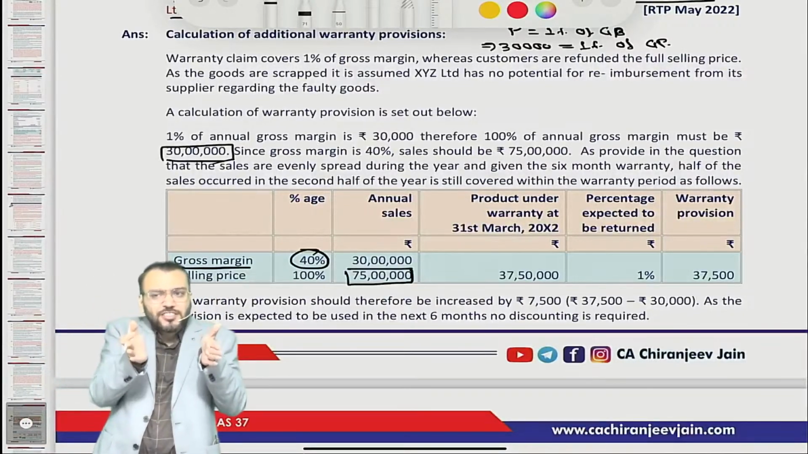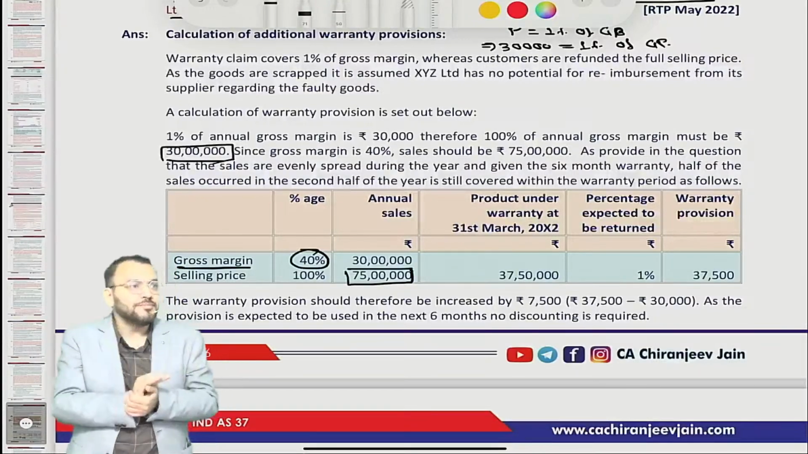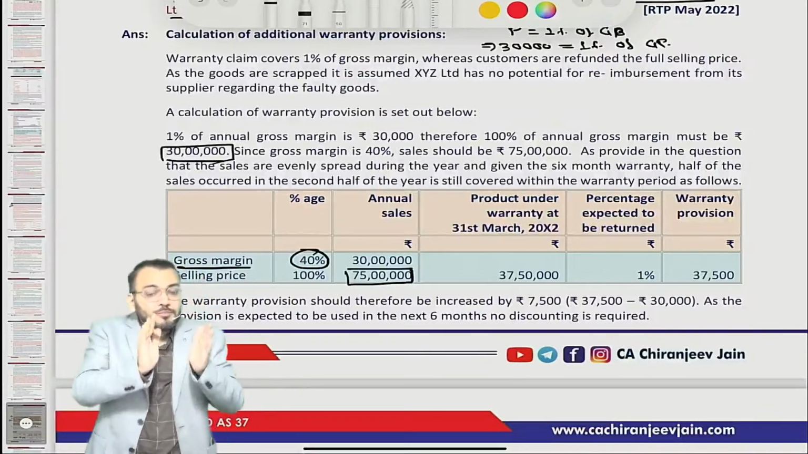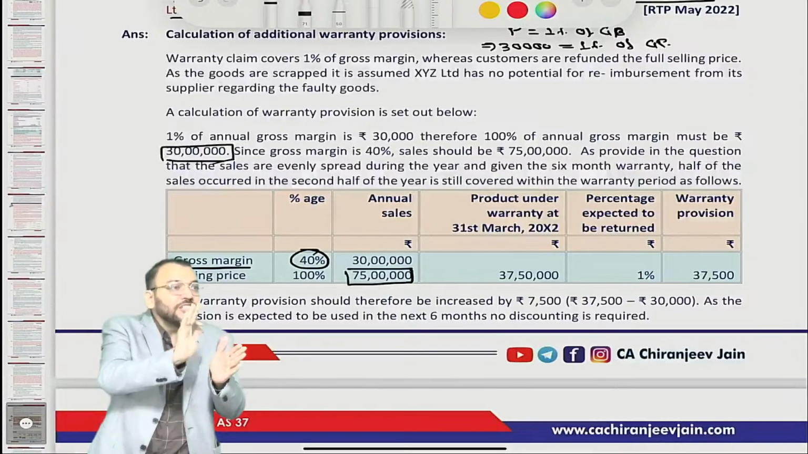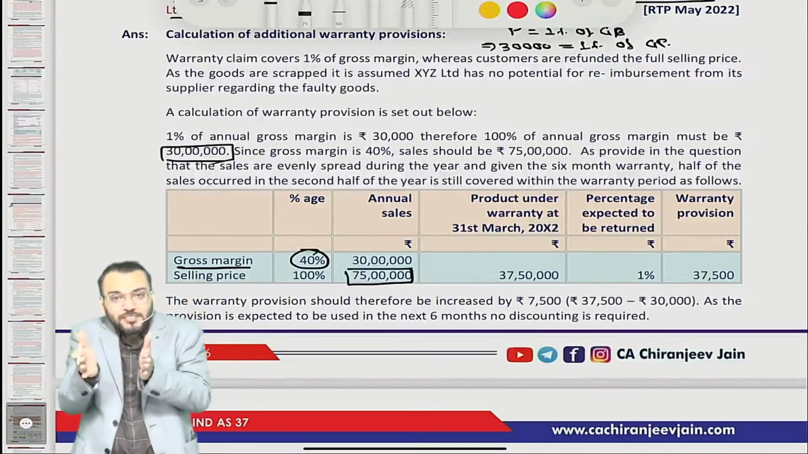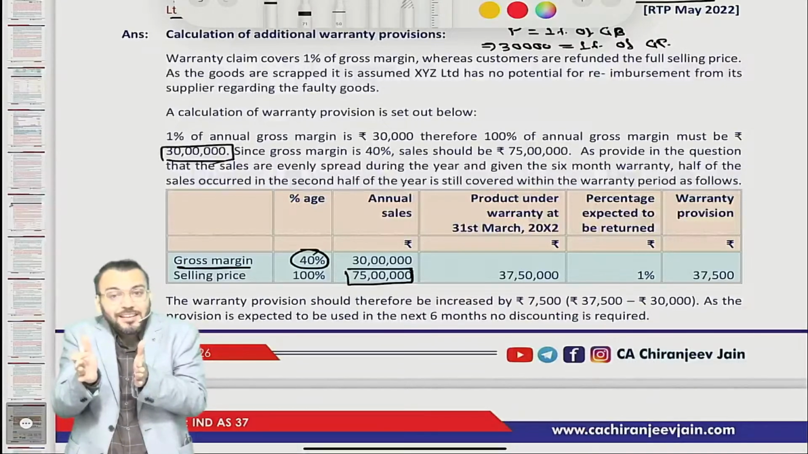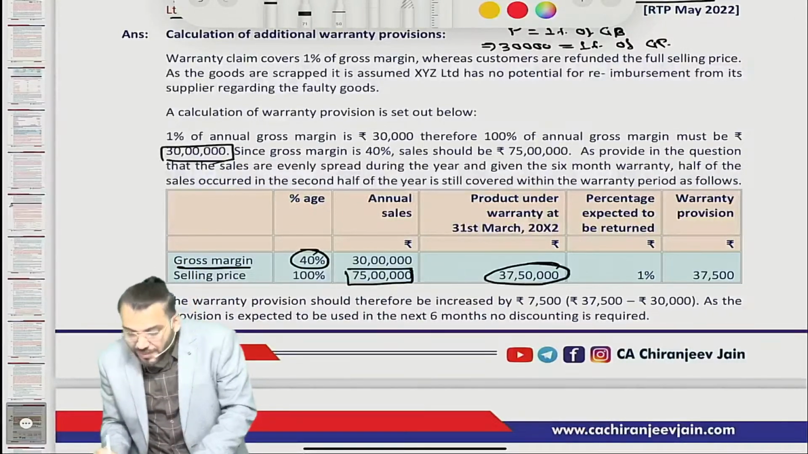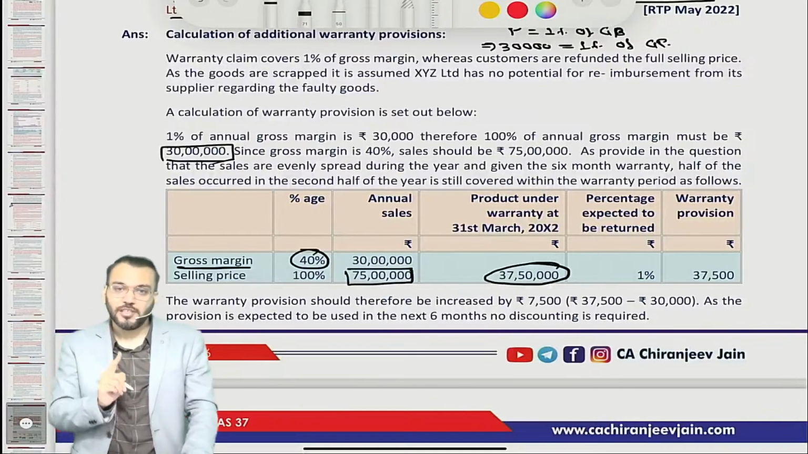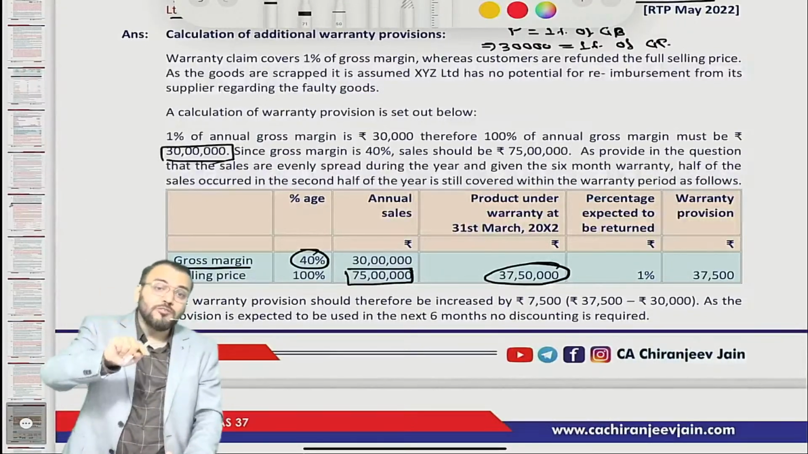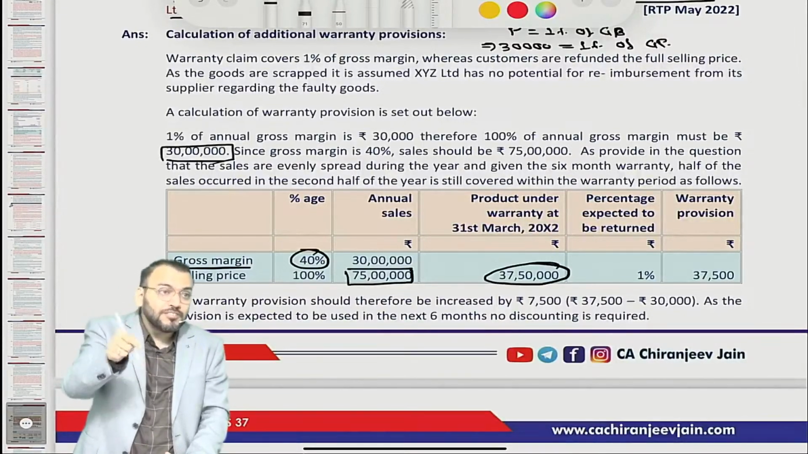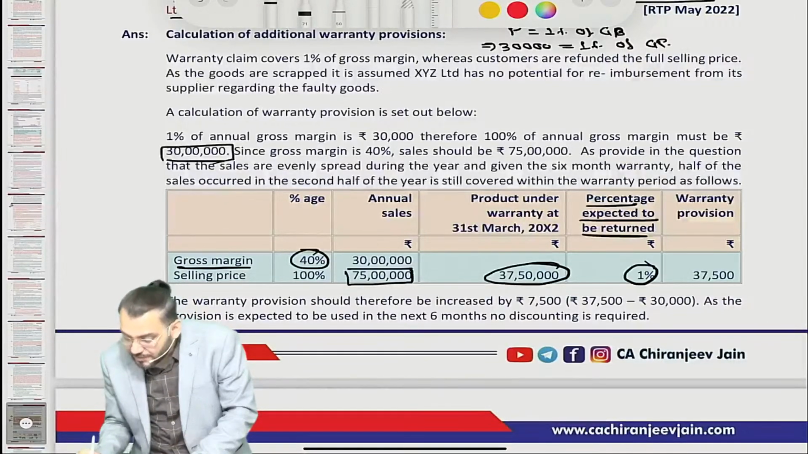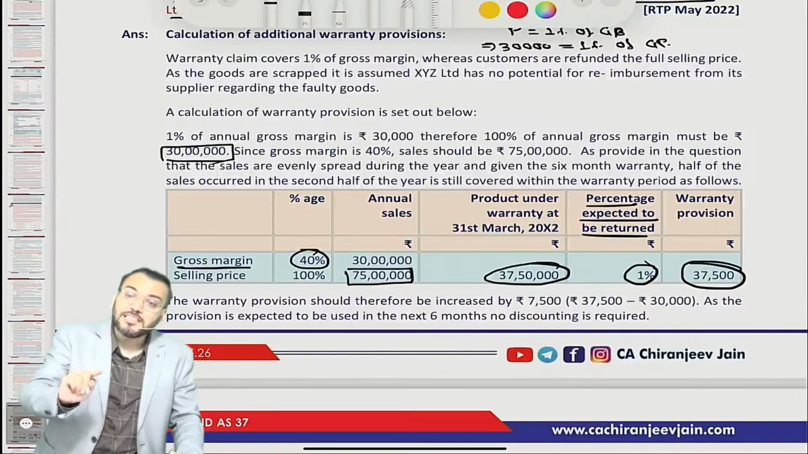For the first 6 months, whatever sale has been done, the warranty period has expired, so no provision is required for it. Provision is required for the last 6 months, because for those the warranty period has not yet expired. The last 6 months' sales will be half of 75 lakh, that is 37 lakh 50,000. Now they are saying that out of total units sold, 1% will be returned. So 1% of 37 lakh 50,000, the expected return, is 37,500, and that will be entirely refunded.